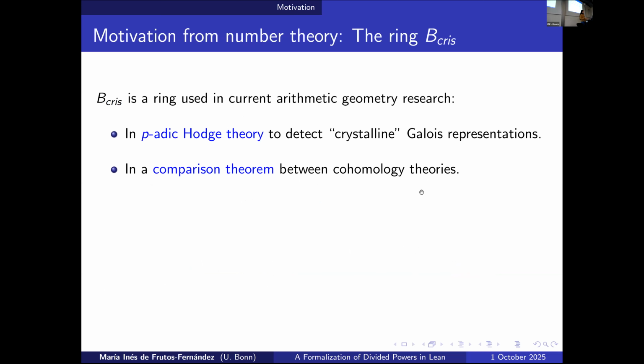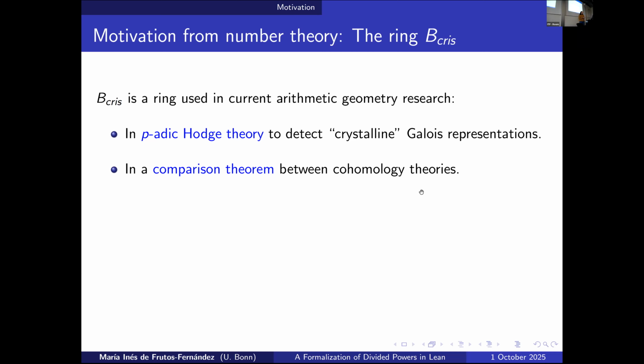OK, so where does this show up in mathematics? Well, one situation where this comes up is in modern research in arithmetic geometry or algebraic number theory. So there is one ring, B_cris, which is used by people working in these areas. I'm not going to define the ring B_cris in this talk, and you don't need to know the definition to follow this. But I want to highlight some of the applications of this ring.